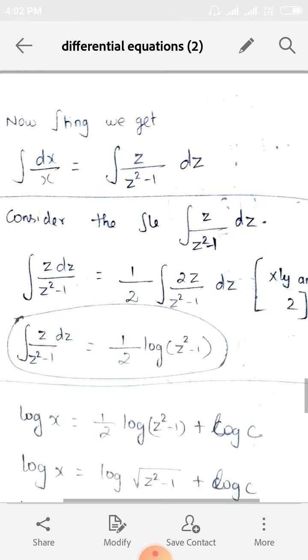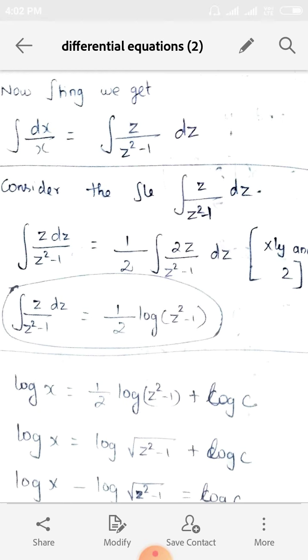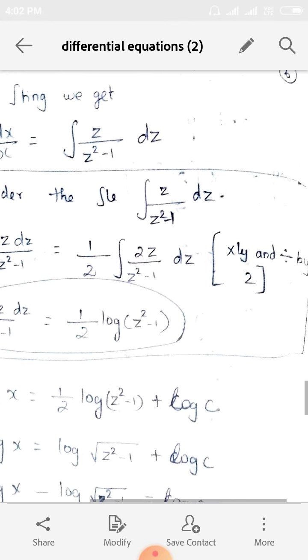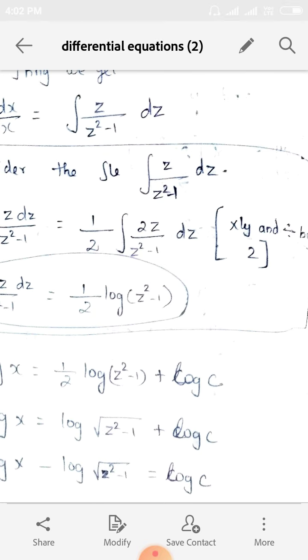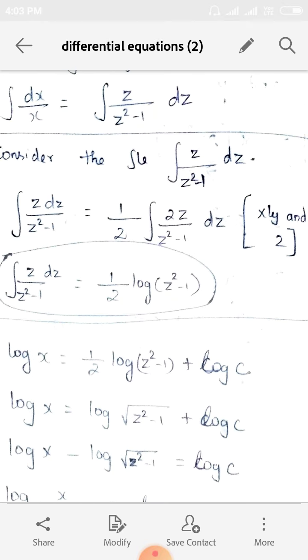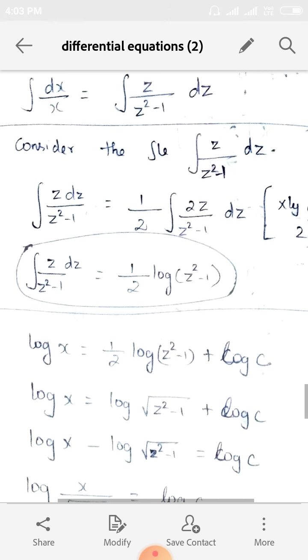Listen. Now consider the integral on the right hand side. It contains integral z by z square minus 1 into dz. So first we have to integrate this term separately. See, integral z dz by z square minus 1. And see the numerator. Numerator contains z. And see the denominator. It contains z square minus 1. When we differentiate the denominator, z square minus 1, we get 2z, right? But see the numerator, we get only z.